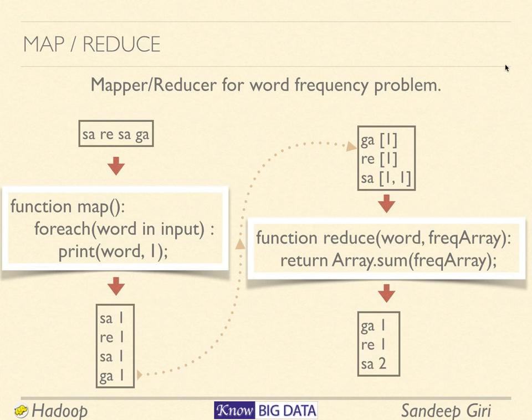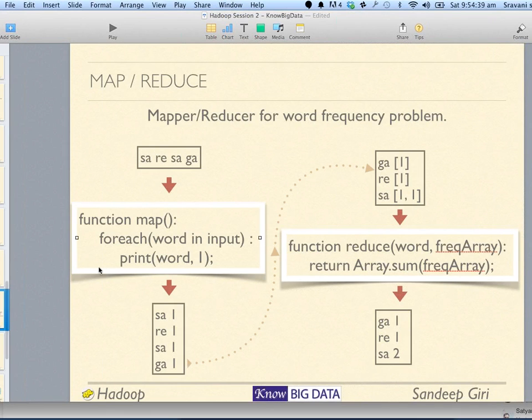Now imagine your code, this function of map and reduce. You see here, whatever input line you are given, sa, re, sa, ga, is converted into sa 1, re 1, sa 1, ga 1. That's the job of the mapper. The mapper converted your input into an output. Here, 1 is just a placeholder, saying that the word's frequency is 1.